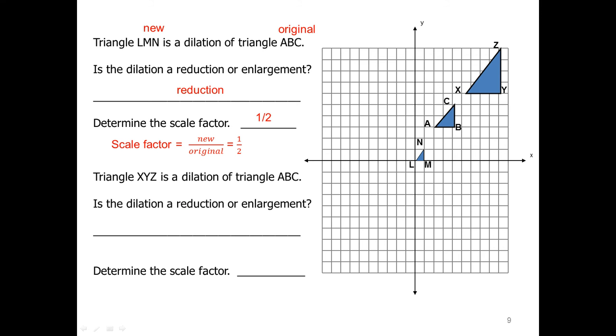Now triangle XYZ is the dilation of ABC. And is this dilation a reduction or an enlargement? Well, hopefully you can see that XYZ is the new figure, ABC is the original, and you're getting larger, so it's an enlargement. To determine the scale factor here, once again it's the new side over the original, 2 over 1, so we have a scale factor of 2.